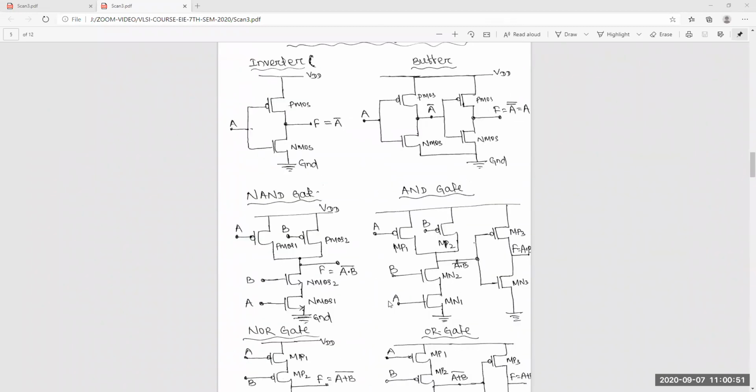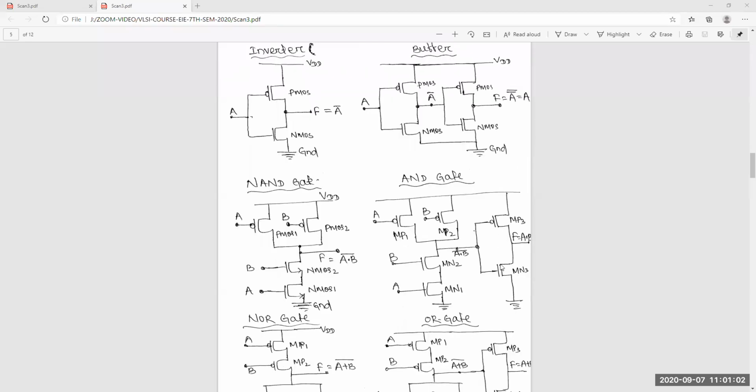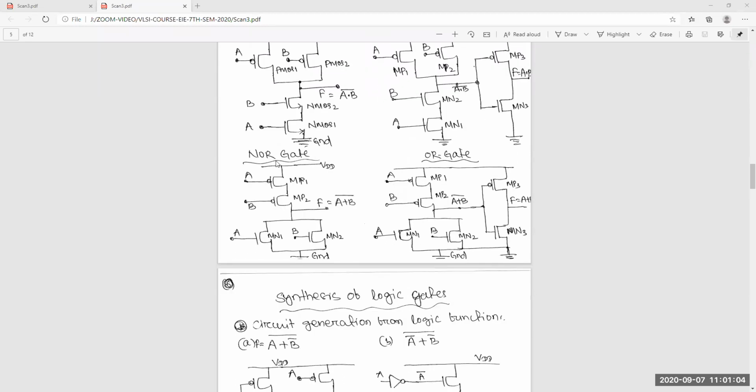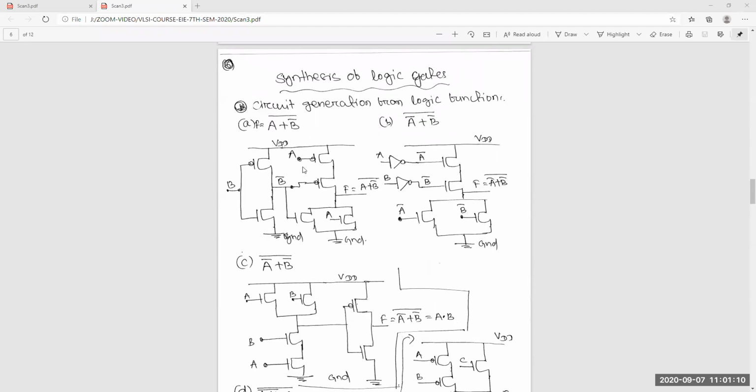Now that a few examples have been given, these are the inverter, and then how will we design the buffer. This is the NAND gate, this is the AND gate, this is the NOR gate, this is the OR gate. Similarly, if we are given a function like A plus B bar, how will we design that?